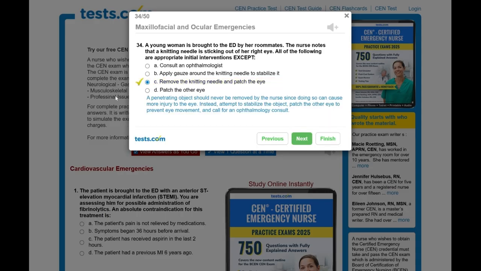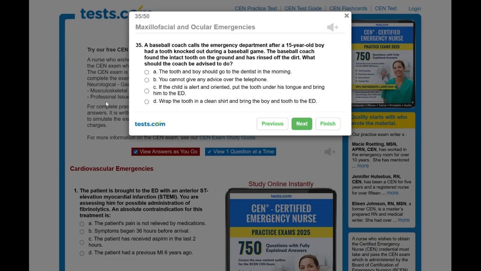C. Remove the knitting needle and patch the eye. A penetrating object should never be removed by the nurse, since doing so can cause more injury to the eye. Instead, attempt to stabilize the object, patch the other eye to prevent eye movement, and call for an ophthalmology consult.